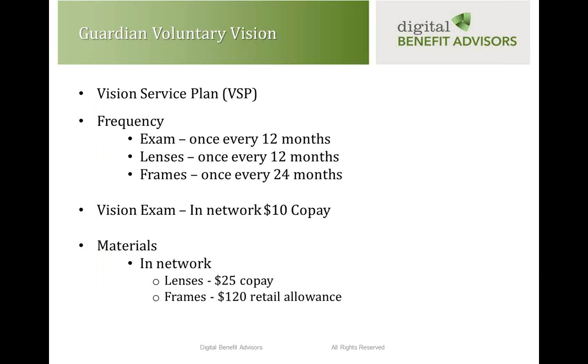The Guardian Voluntary Vision Plan. The network is through VSP. It's a huge network. It's a national network.